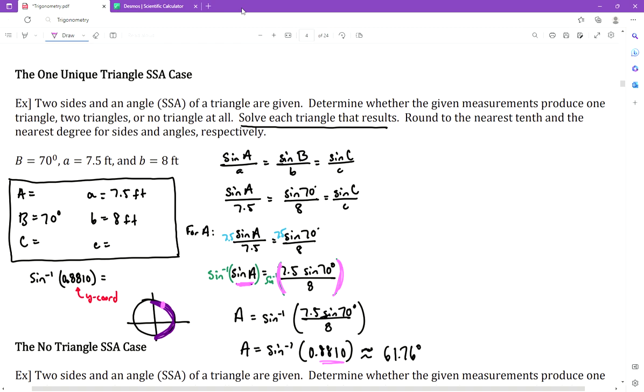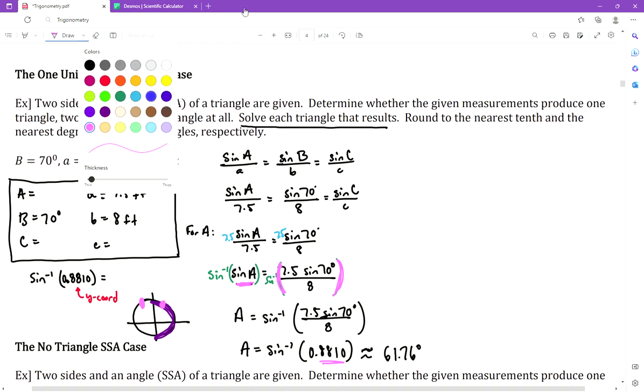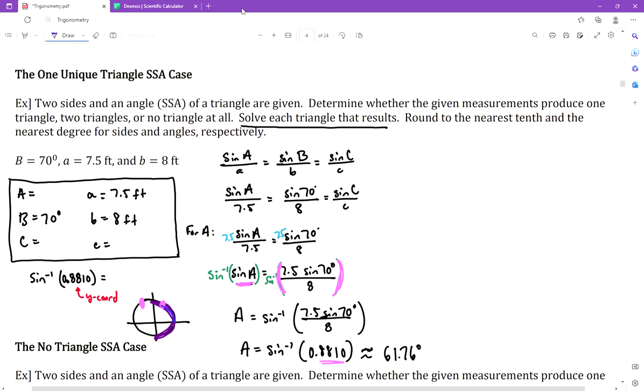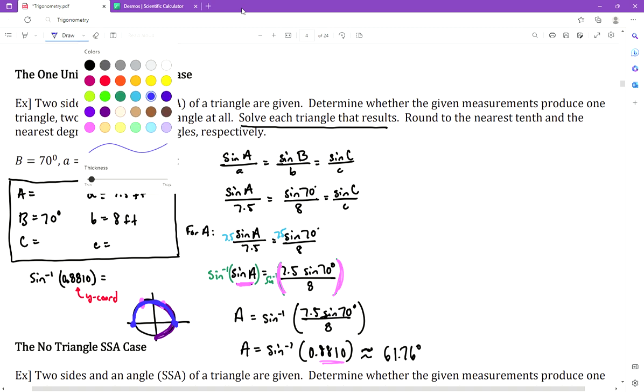So that means it's somewhere right here, and it's somewhere right here. So we get 2. And so that means we're looking at an actual different interval in this problem because of the sine function versus the sine inverse. So the sine inverse helped us get one angle, but it doesn't help us get the other. And so we did get the 61.76 degrees.